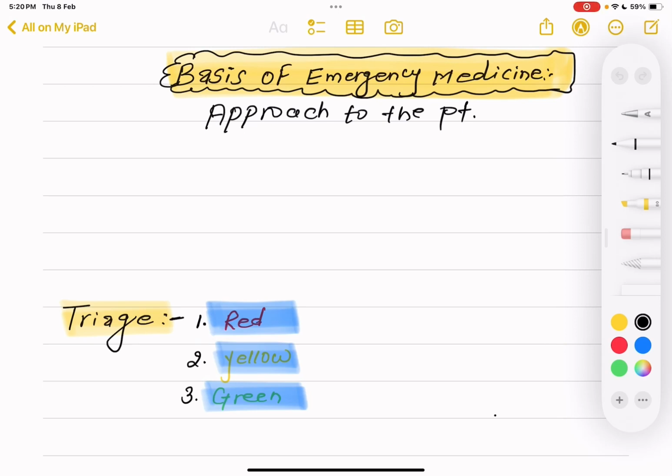Hello friends, let's talk about the basis of emergency medicine: how we approach the patient in emergency. Emergency patients are dealt with in a different way because they differ completely from outpatients and inpatients. As you know, emergency patients need urgent medical attention for what is perceived to be either an emergent condition or a medical need that they can't obtain help with elsewhere.